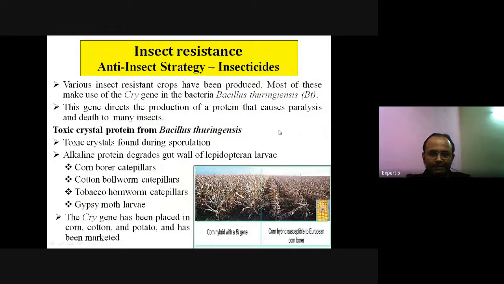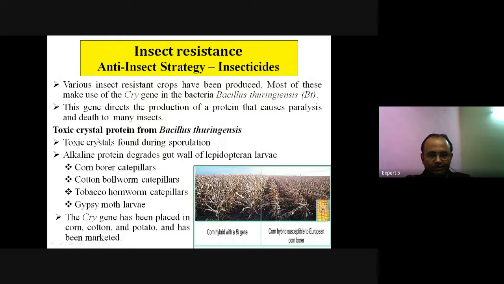The application of genetic engineering for the production of insect resistant plants. Generally, a soil bacterium known as Bacillus thuringiensis, in short BT, has the cry gene, and this cry protein is an insecticidal protein. It directs the production of a protein that causes paralysis and death of many insects. BT cotton and some different types of plants are developed with the help of this cry gene.